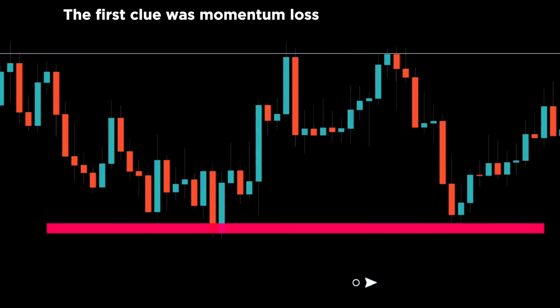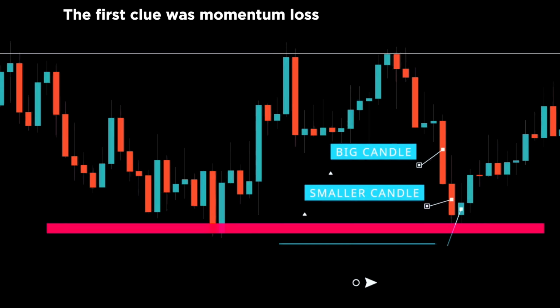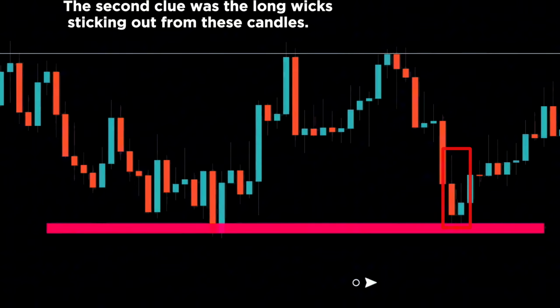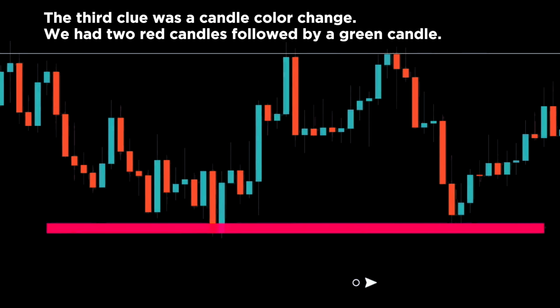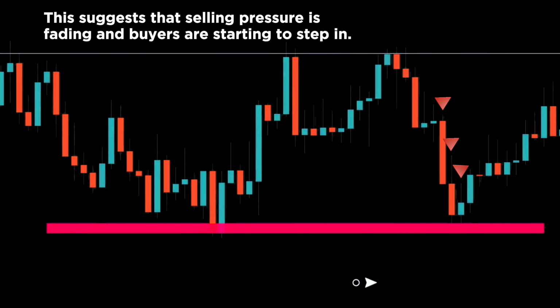The first clue was momentum loss. We saw a large candle, followed by a smaller candle, and then an even smaller candle. The second clue was the long wick sticking out from these candles. The third clue was a candle color change. We had two red candles followed by a green candle. This suggests that selling pressure is fading and buyers are starting to step in.